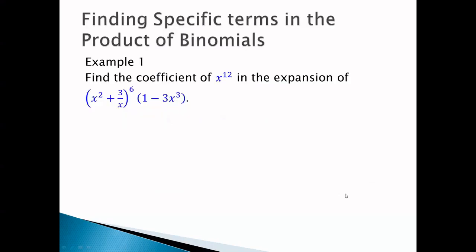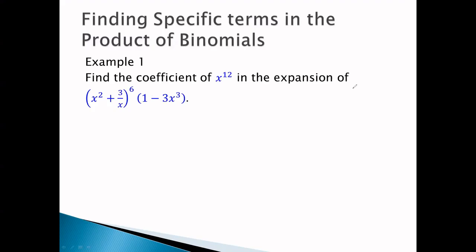So let's try example 1. Find the coefficient of x to the power 12 in the expansion of (x squared plus 3 over x) to the power 6, times (1 minus 3x cubed). Now, if you look at this expression, the first one is a binomial with power 6. The second one is just an expression without a power, so just power 1, right? So we probably don't have to expand anything for this.